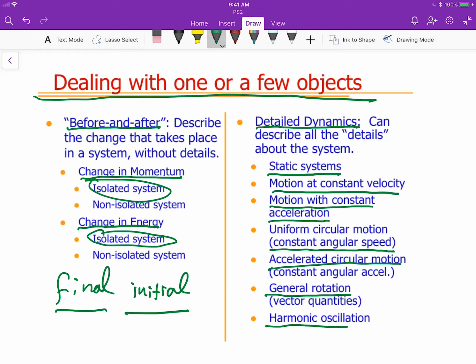And then we had harmonic oscillations, dealing with sines, cosines, and all of that. So those were all the situations where we dealt with detailed dynamics. First I'll go through before and after, change in momentum, change in energy stuff, starting with the definitions, and then I'll look at the detailed dynamics.